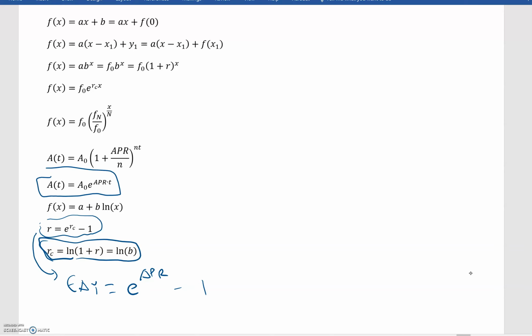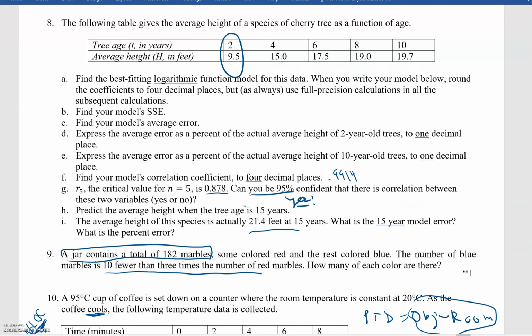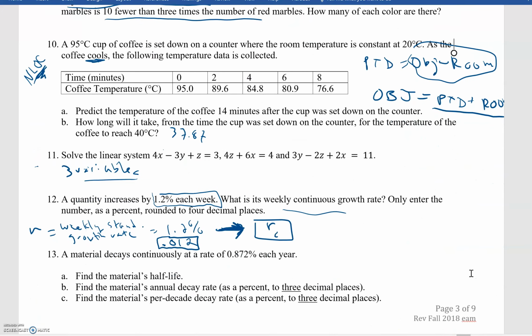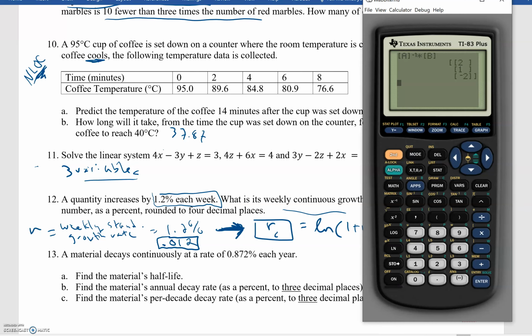So really what we just need to do is get the factor, and that means we need to add 1 to our growth rate and then take the natural log of that factor. So RC is ln of 1 plus R, which in this case is going to be ln of 1 plus 0.012. Sorry about my bad handwriting. So we need to take the natural log of all of that. So that will be ln of 1 plus 0.012.